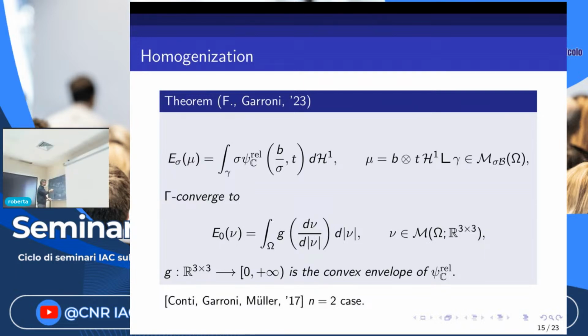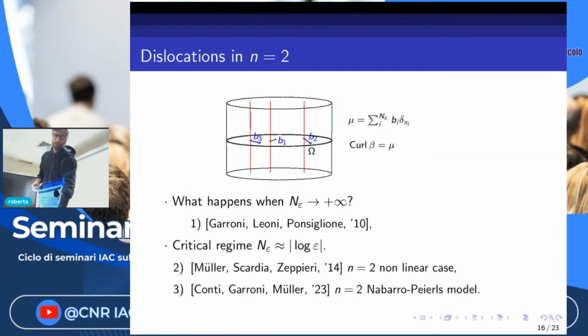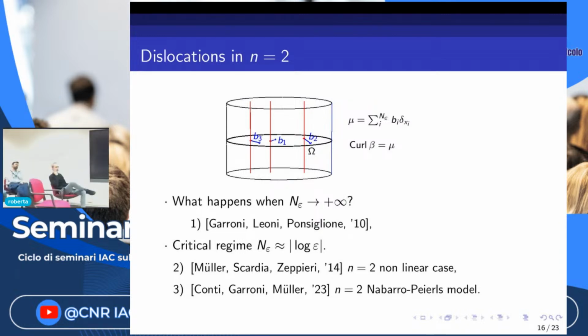But we have seen that since each dislocation's energy diverges logarithmically, this is useful just in the case of a bounded number of dislocations, because each dislocation contributes like log epsilon. If you divide just by log epsilon, you can only hope to obtain something meaningful for a finite number of dislocations. So what happens when you have a non-finite number of dislocations? If you're asking, okay, I have a lot of dislocations, what can I say? What are the relevant scalings? Of course, we are not going to say anything about it.